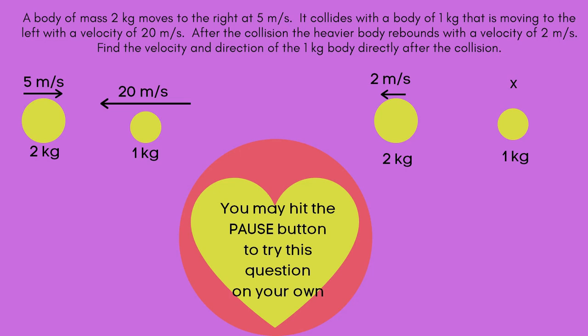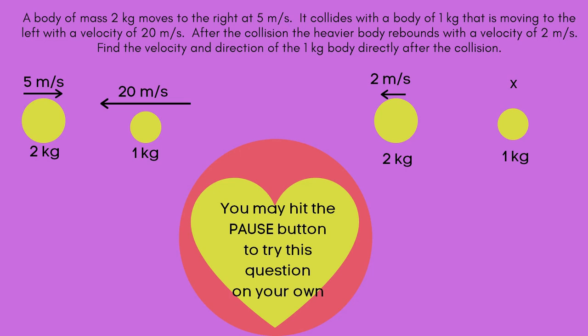A body of mass 2 kilograms moves to the right at 5 meters per second. It collides with a body of 1 kilogram that is moving to the left with a velocity of 20 meters per second. After the collision, the heavier body rebounds with a velocity of 2 meters per second. Find the velocity and direction of the 1 kilogram body directly after the collision.